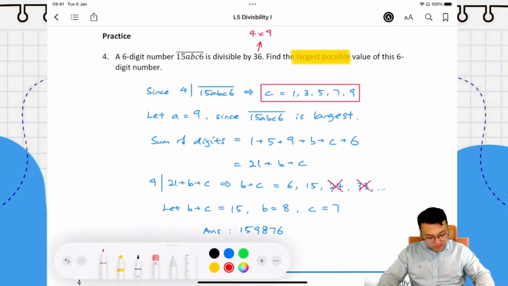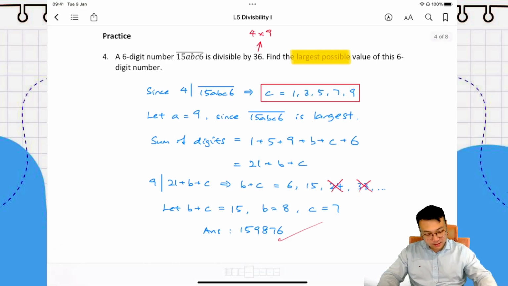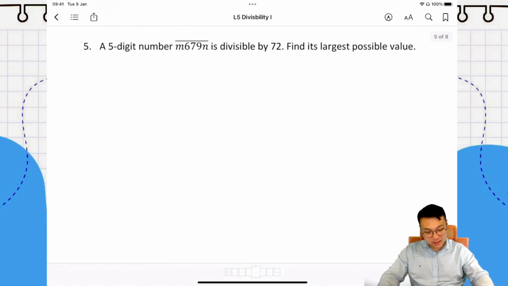Okay, so there you go. It is very similar to the previous question, just that this is asking for the largest. The previous one is asking for the smallest. Well done, students. Let's take a look at question 5.